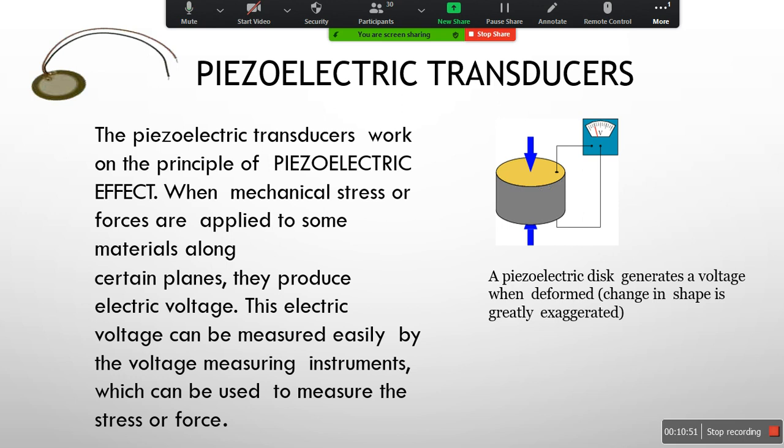It means whenever you apply an electrical voltage signal on that particular piezoelectric disc, what happens here? The change in the shape is greatly exaggerated. It means it will either expand or contract depending on the voltage or the stress you are applying. So in this case, this electric voltage can be measured easily by voltage measuring instruments.